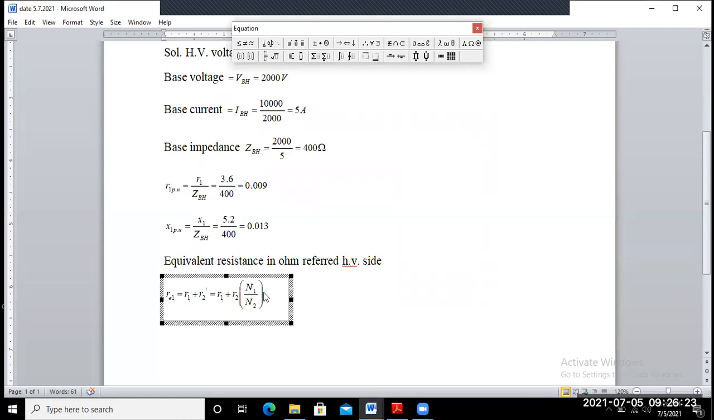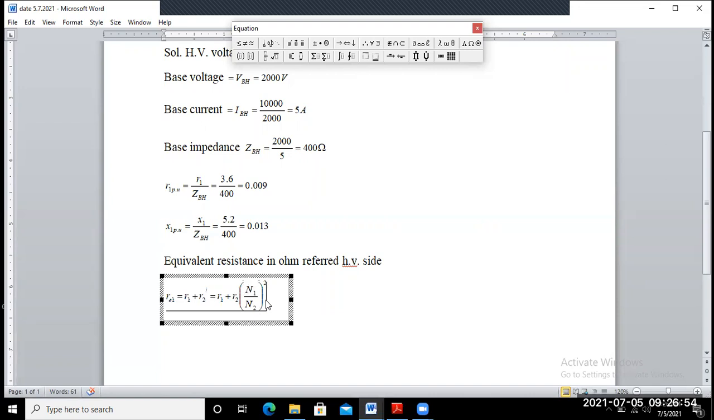What is the value of N1 and N2 here? As we know that V1 by V2 equal to N1 by N2, we can replace N1 by N2 with V1 by V2. So how much is V1? 2000. V2 is 200. So this value becomes 10.